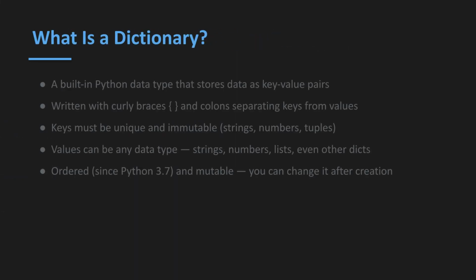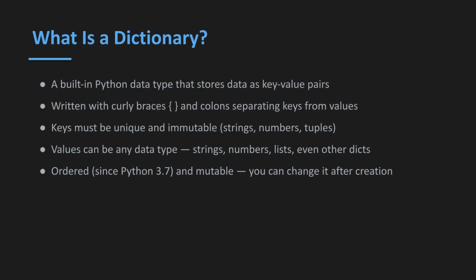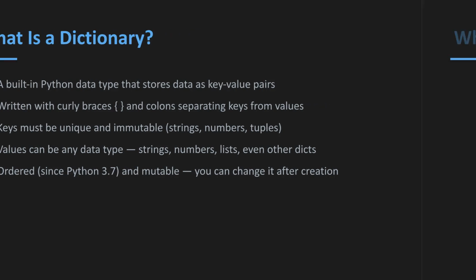What is a dictionary? It is a built-in Python data type that stores data as key-value pairs, written with curly braces. Keys must be unique and immutable, while values can be any data type. Dictionaries are ordered and mutable, meaning they can be changed after creation.